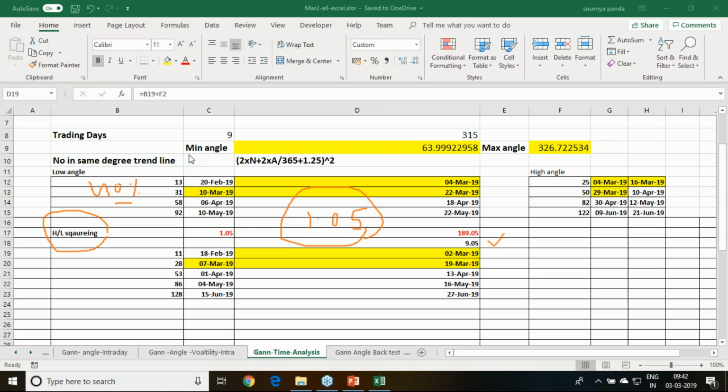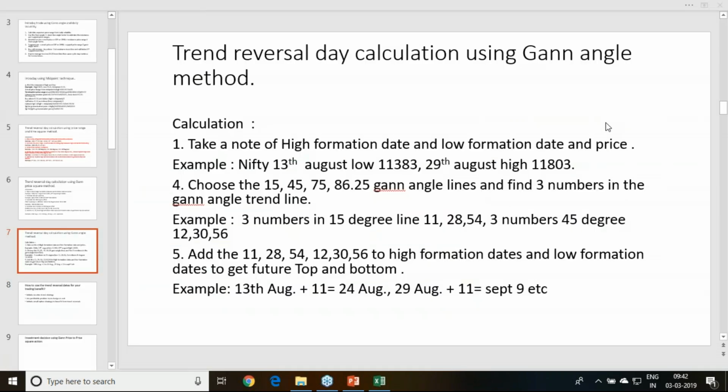What I understood about the master time principle, I will tell. Whatever principle of Gann I understood, I will definitely put in. Then the intraday trades and other things. Now, trend reversal date calculations using the Gann angle method.